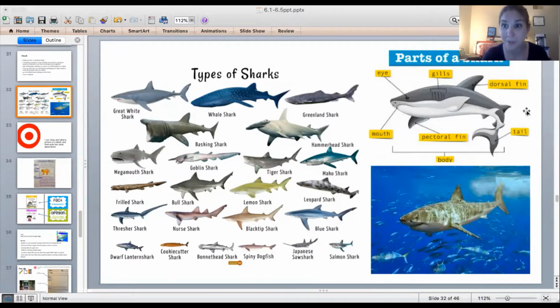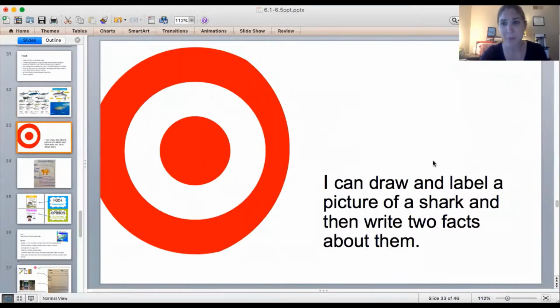So we will talk about the different parts of sharks. We are going to talk about some facts that we know about sharks. So what I'm going to start off with is I'm going to read you a story today, and we'll listen carefully to different facts that the story tells us about sharks, and then we'll also pay attention to the different parts of a shark. What makes a shark a shark? Let's read our learning target together before we get off on that adventure. Here we go. Today's learning target. I can draw and label a picture of a shark and then write 2 facts about them.